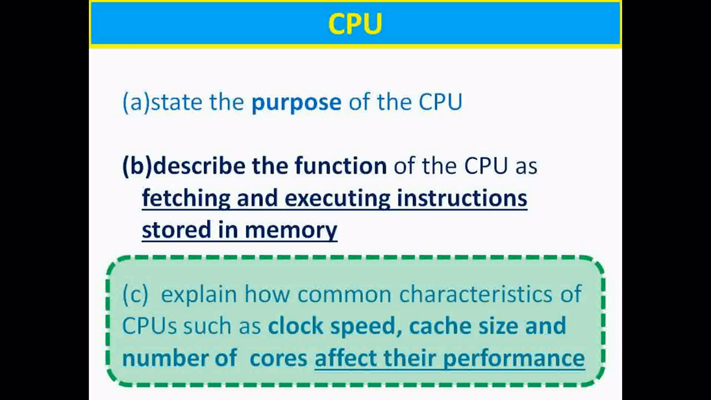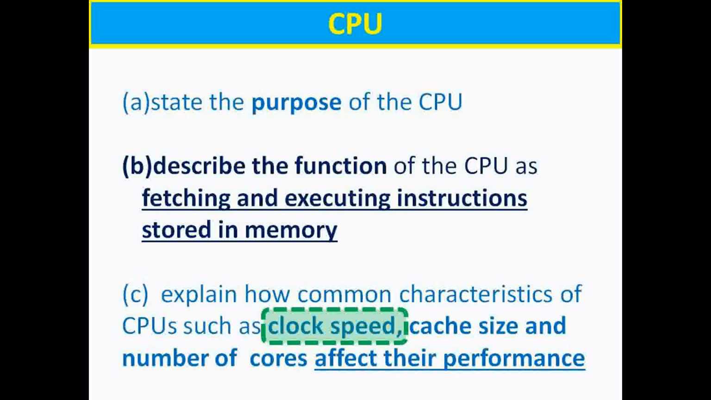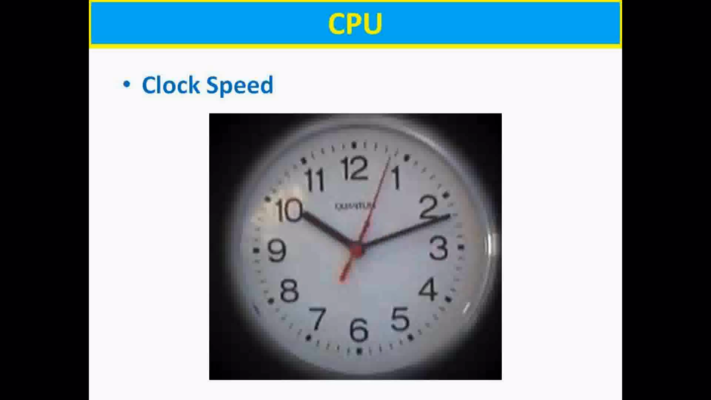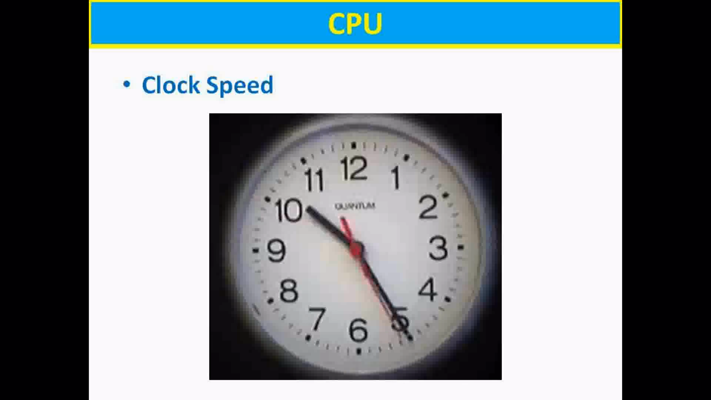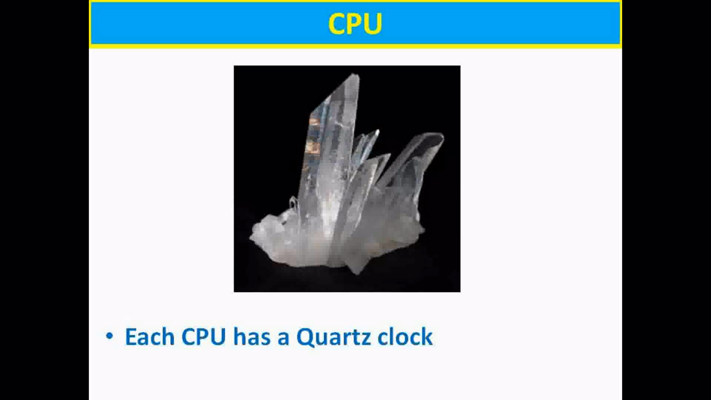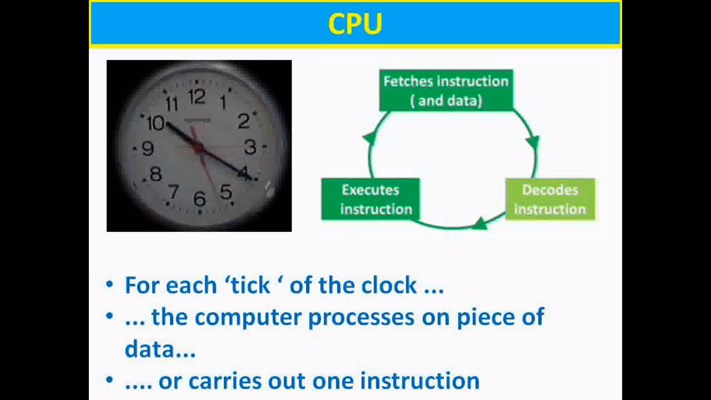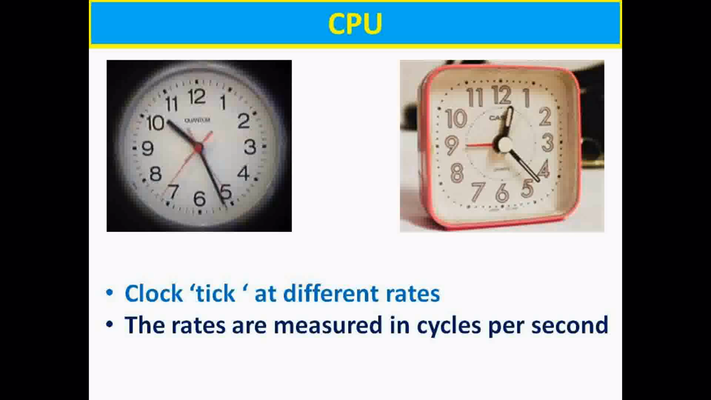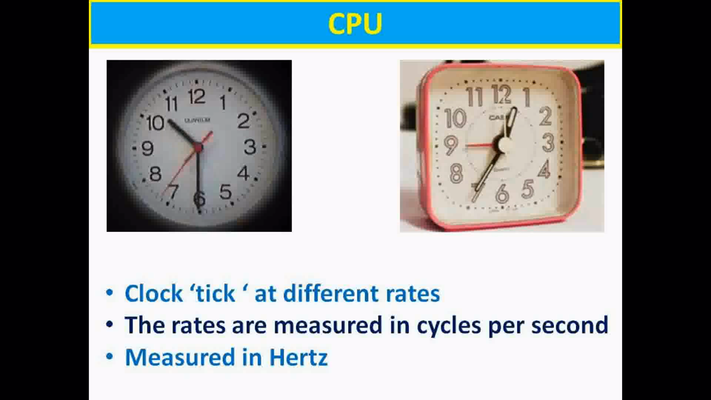You also need to be able to explain how common characteristics of CPUs, such as clock speed, cache size, and number of cores, affect their performance. Now we're going to look at clock speed. One of the attributes of CPUs you need to understand is clock speeds. Each CPU has a tiny quartz-based clock inside it. For each tick of the quartz clock, the computer carries out just one instruction. The quartz clocks in different CPUs tick at different rates. The rates are measured in cycles per second and are measured in hertz.